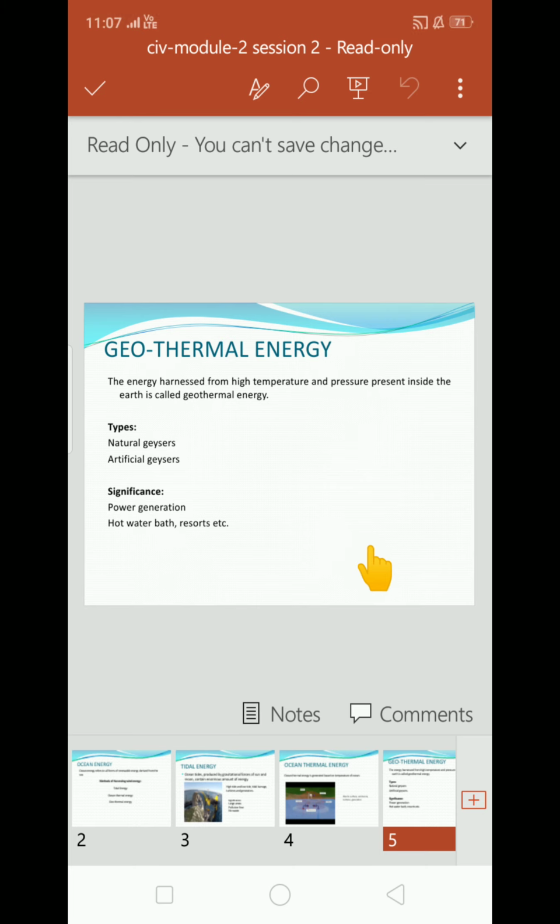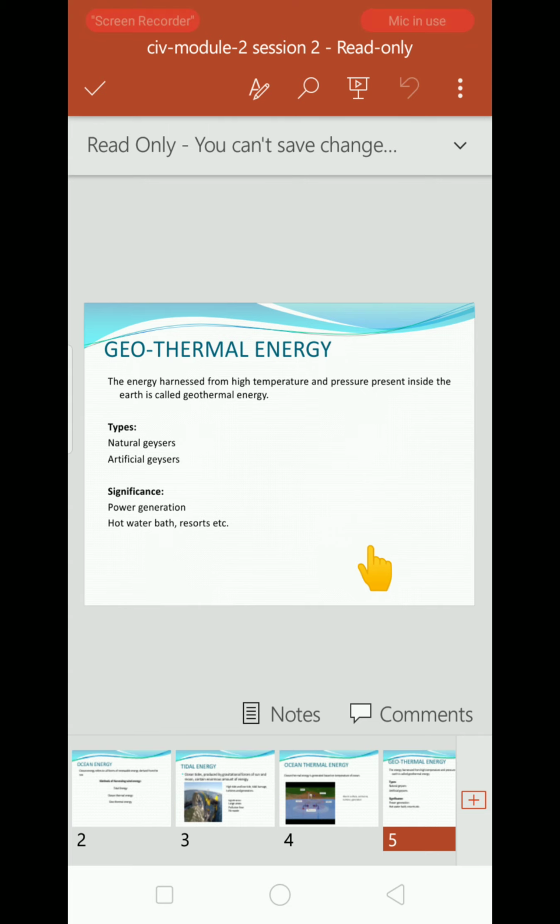It may be from the rocks or from the earth surface, any kind of it. In that, natural geysers and artificial geysers are classified. For natural geysers, in some places the hot water or steam comes from the ground through cracks naturally. So those are the natural geysers.